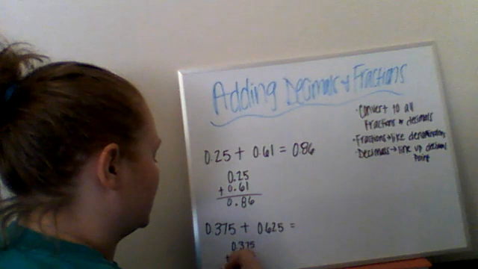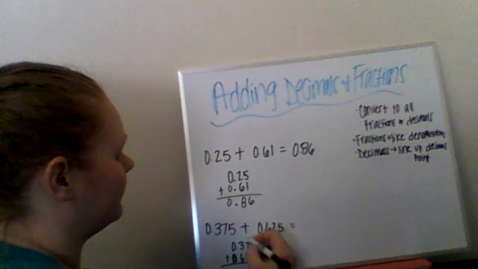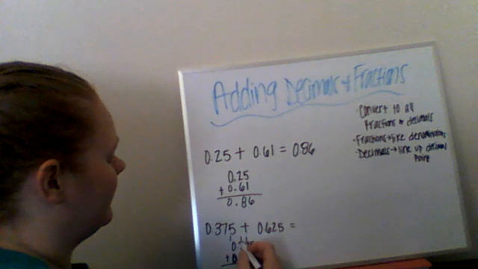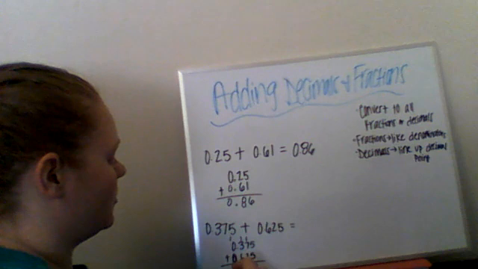5 plus 5 is 10. Put my 0 there. Carry my 1. 7 plus 2 is 9, plus this 1 is 10. 3 plus 6 is 9, plus 1 is 10. Okay. Bring your decimal point down. 0 plus 0 is 0, but I have this extra 1, so I'm just going to bring it right here.